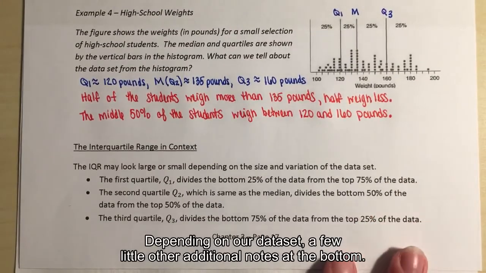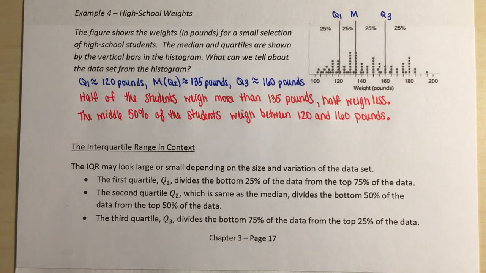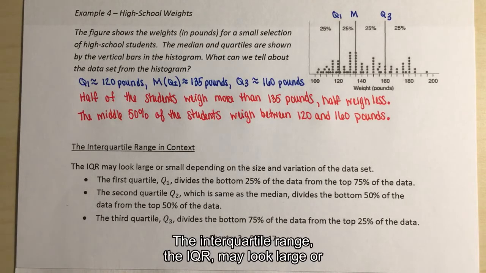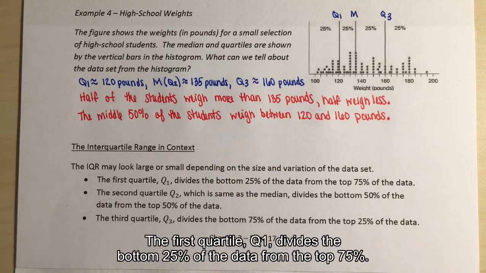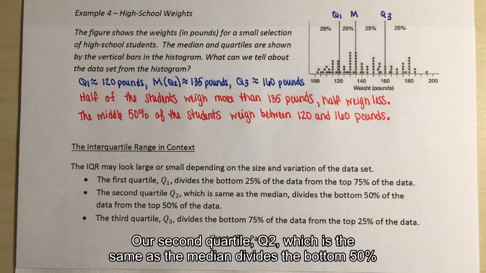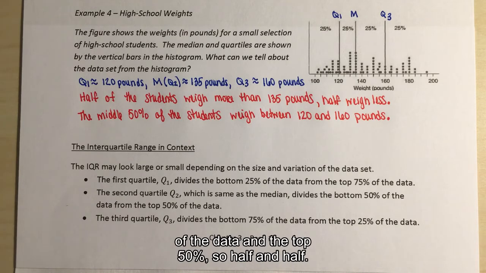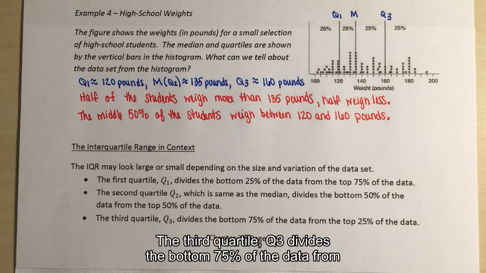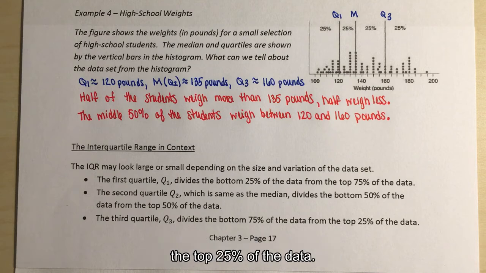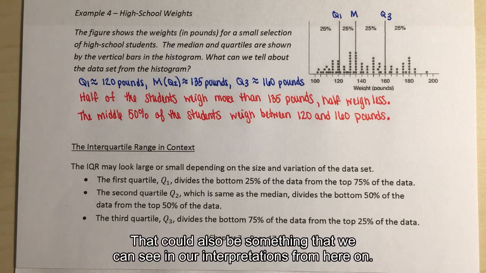Depending on our data set, there are a few additional notes at the bottom. The interquartile range, the IQR, may look large or small depending on the size and variation of the data set. The first quartile, Q1, divides the bottom 25% of the data from the top 75%. Our second quartile, Q2, which is the same as the median, divides the bottom 50% of the data and the top 50%, so half and half. And the third quartile, Q3, divides the bottom 75% of the data from the top 25%. That could also be something that we can see in our interpretations from here on.